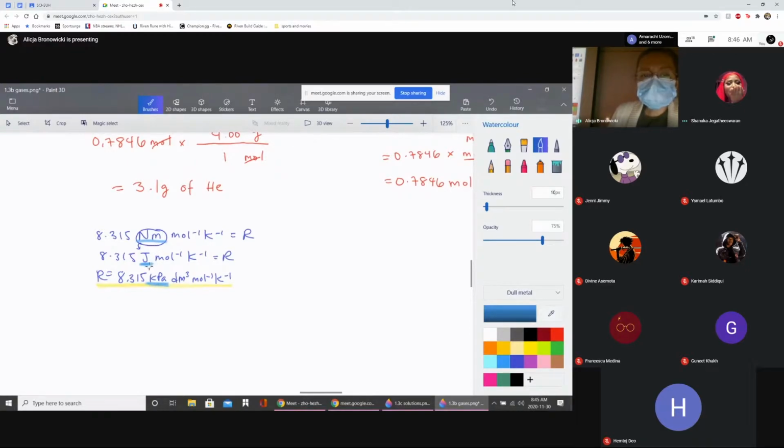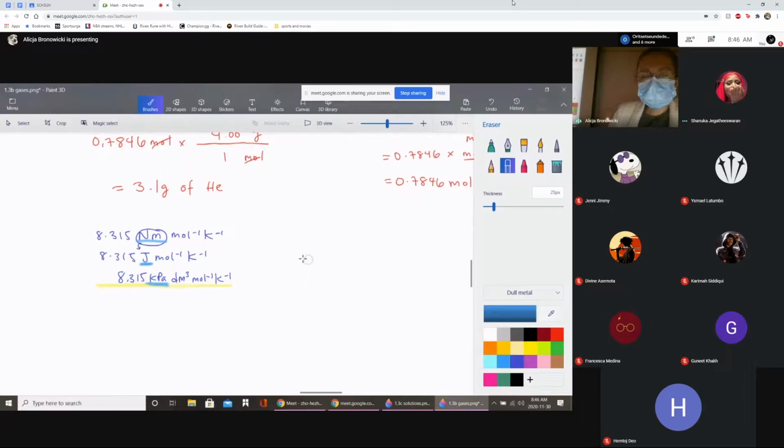I think the one that's in your data booklet is the 8.315 joule mole minus 1, K minus 1. But that one, you could easily just change it to the one with kPa. Okay, so they're equivalent.